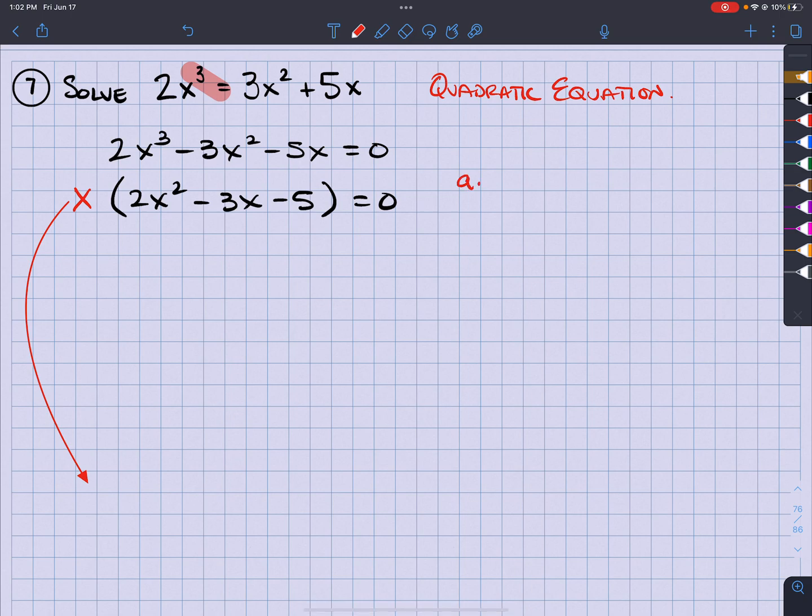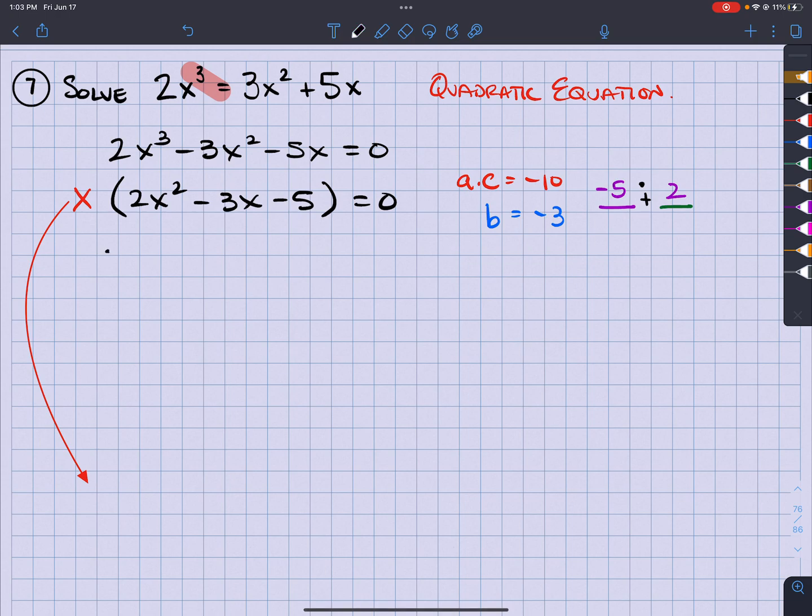So the a times c is going to equal negative 10. The b is going to equal negative 3. So I need to find two numbers multiplied together that will give me negative 10, but added together to give me negative 3. And the answer is going to be negative 5 and positive 2, right? If I multiply those two numbers, I get negative 10. If I add those two numbers, I get negative 3. Awesome. So I found my two numbers.